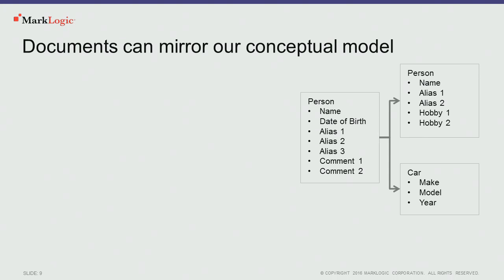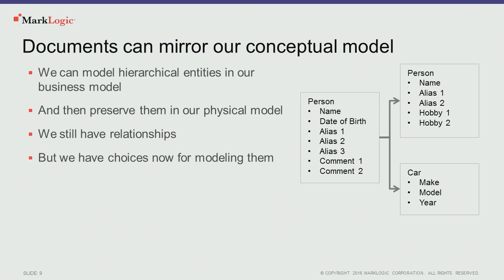One of the benefits of this hierarchical model with documents is our physical model can much more closely mirror our conceptual model. For example, on the right, you can see we have persons that have many aliases, many comments. We have another person document that has a different structure with many hobbies. And we can still have relationships between those documents, but we can have those one-to-many relationships within the documents themselves. We don't need to break them all out into separate tables.